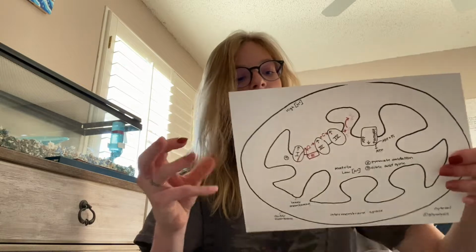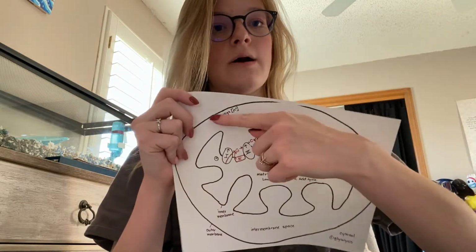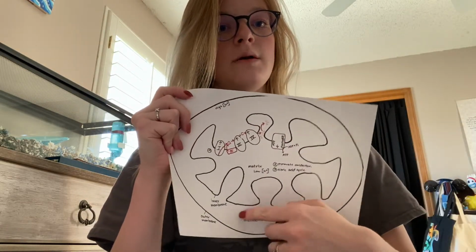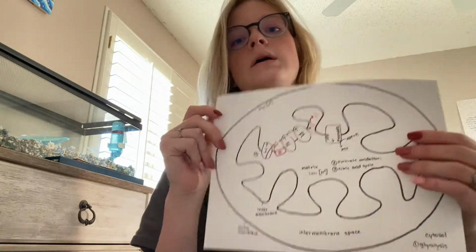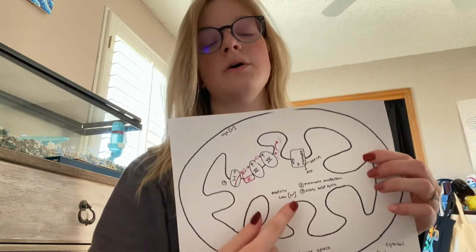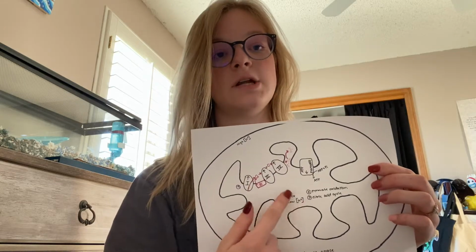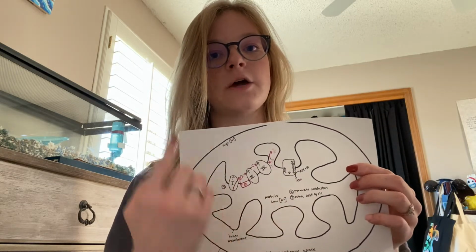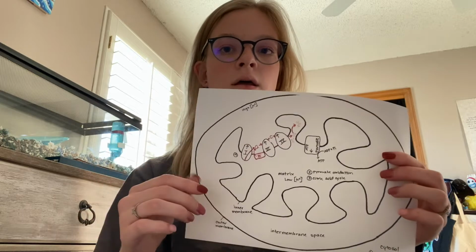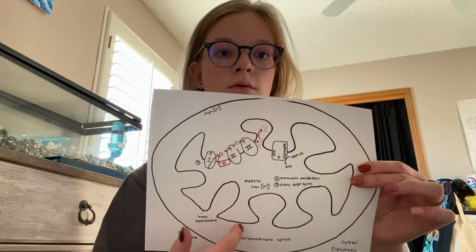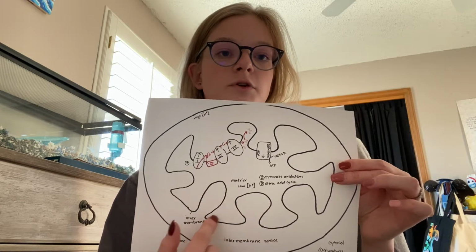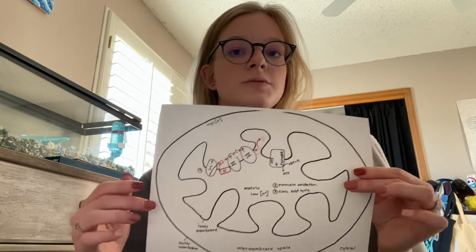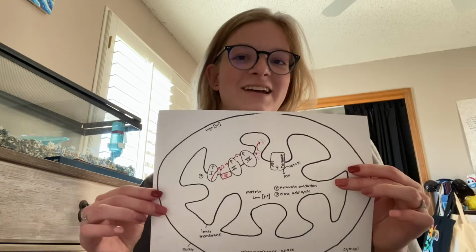And each part of the mitochondria, this is the outer membrane, this is the inner membrane, this is the matrix, and this is the intermembrane space. And in the matrix, what happens here is pyruvate oxidation and then the citric acid / Krebs cycle. And then in the inner membrane, along this right here, what happens is oxidative phosphorylation, which includes the electron transport chain, and chemiosmosis.